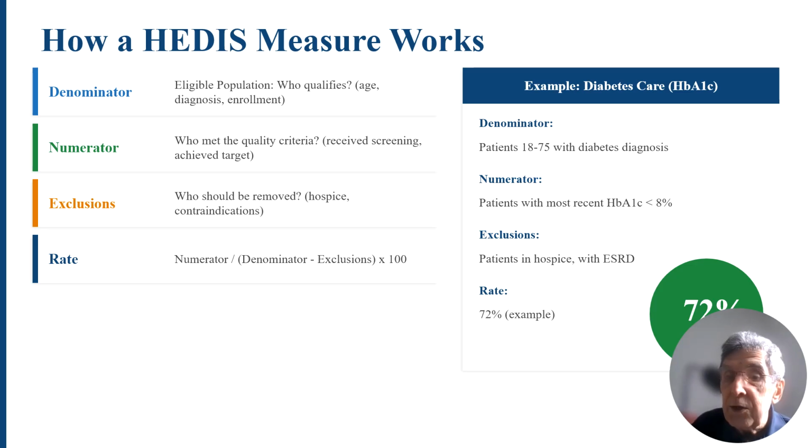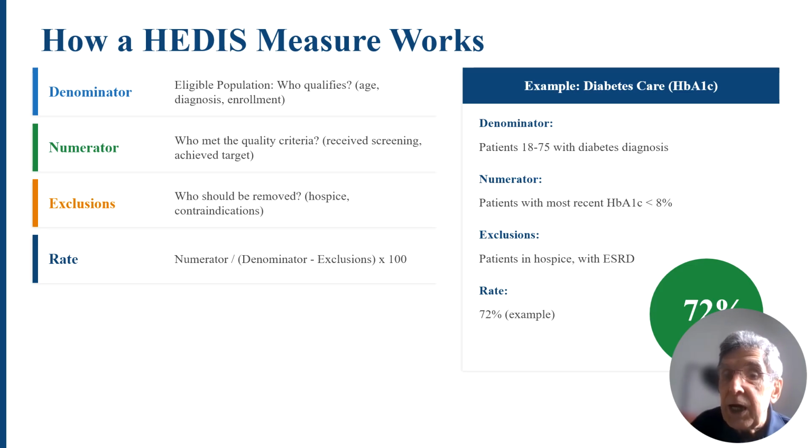Exclusions define who should be removed from the calculation entirely. These are patients for whom the measure does not apply, even though they technically meet the denominator criteria. In our example, patients in hospice or with end-stage renal disease are excluded.